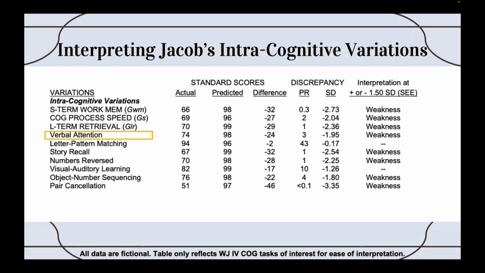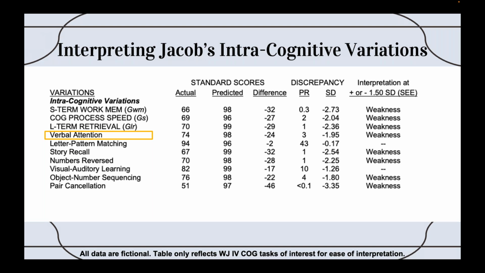So if you take a look at verbal attention, we're looking at Jacob's ability to hold and manipulate information in his immediate awareness, because it's a short-term working memory task. It also has some components of seeing how well he can hone his attention. And when we take a look at his performance in this area, we see that he performed about 1.95 standard deviations below expectations. And that meets statistical significance based on that threshold set in Riverside score.